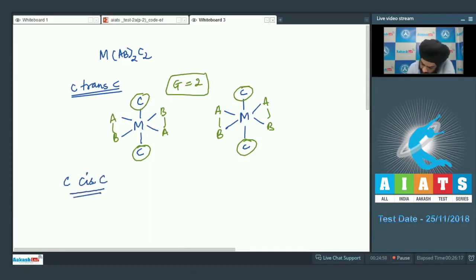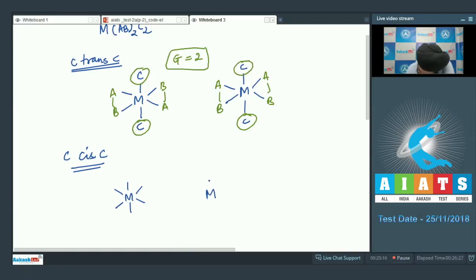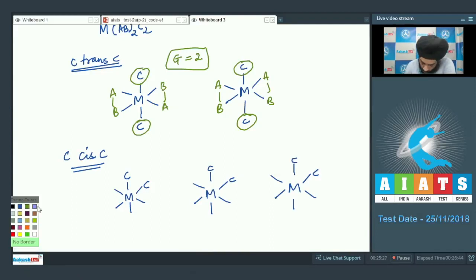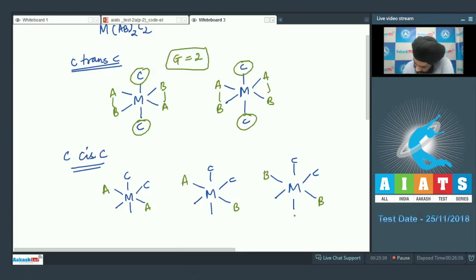And if you look at the cis structures, so we have C cis C. Looking at the structures, we can have three different structures for them. So we can probably fix the position of two C's. So we fix it here. C is cis to C. Now if we talk about the arrangement of the other ligands, we can have A trans to A, we can have A trans to B, and we can have B trans to B. The other ligand shall be adjusted automatically.